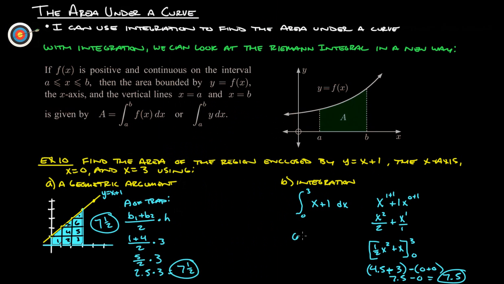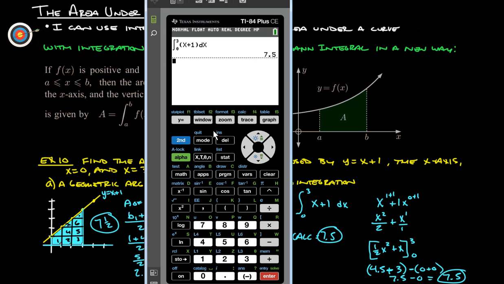So the calculator also gives us 7.5 when we do our integral on that, our definite integral. And then let's show a 5th way just because we can.